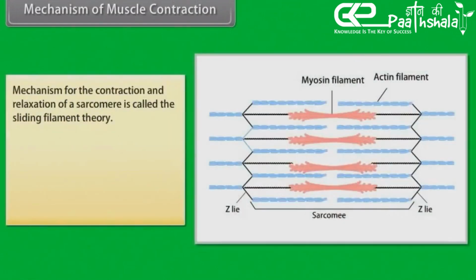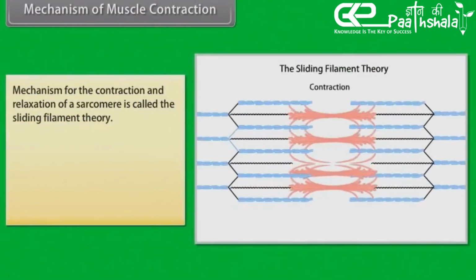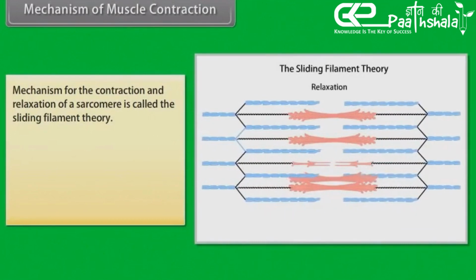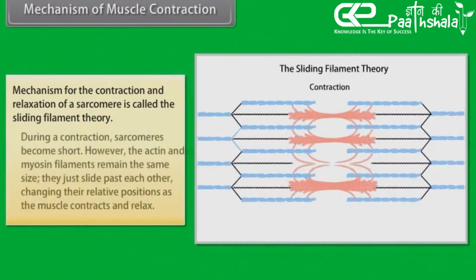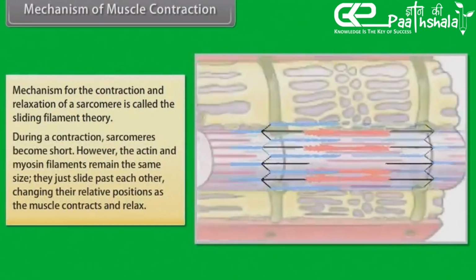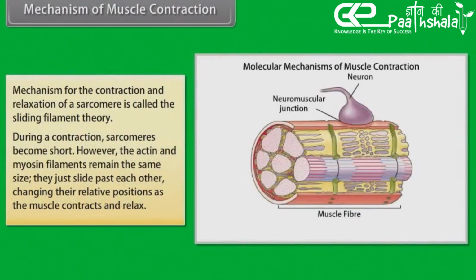Mechanism for the contraction and relaxation of a sarcomere is called the sliding filament theory. During a contraction, sarcomeres become short. However, the actin and myosin filaments remain the same size. They just slide past each other, changing their relative positions as the muscle contracts and relaxes.